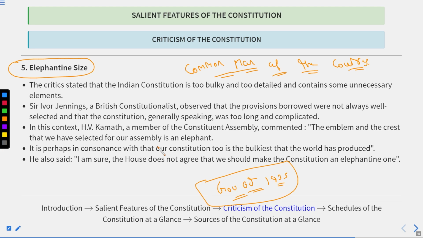In this context, A.V. Kamath, a member of the Constituent Assembly, commented, the emblem and the crest that we have selected for our assembly is an elephant.